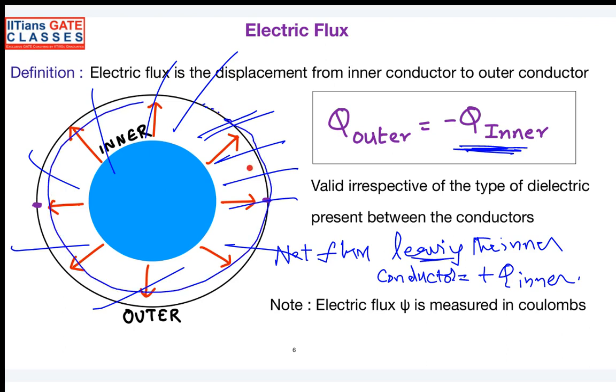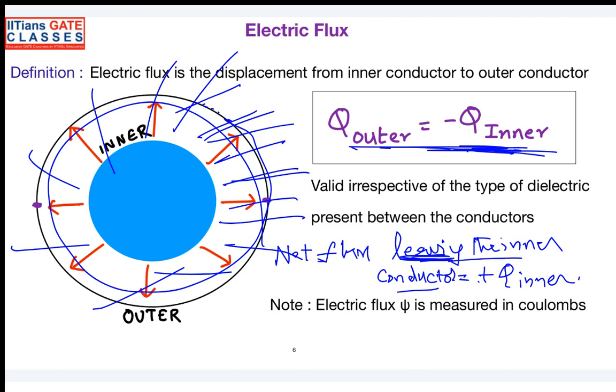Is the concept clear? So in both cases it will be plus Q, the same in magnitude. But if the question is specific about how much charge is induced on the outer conductor, it will be minus Q. If the same question is framed as how much flux is leaving the outer conductor, then leaving itself already accounts for the minus, and the flux escapes out of the outer conductor. So they will say net flux leaving or passing through the outer conductor.